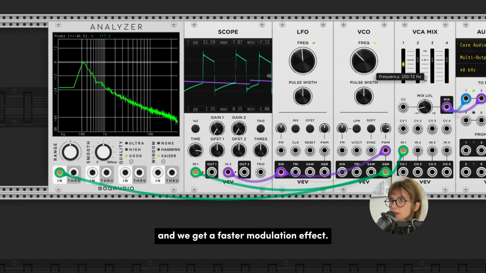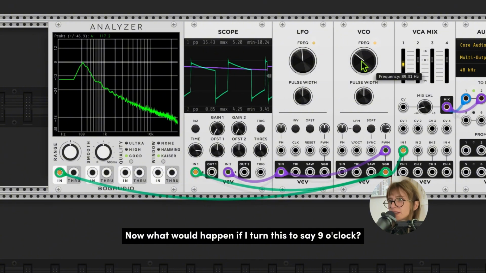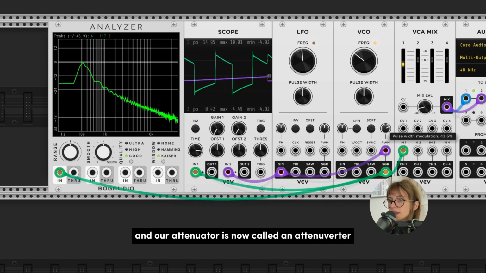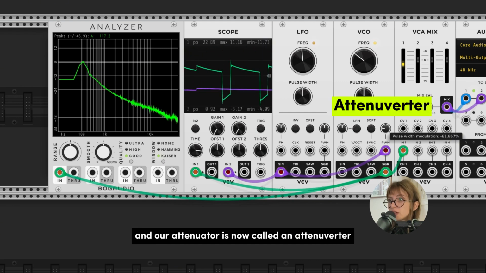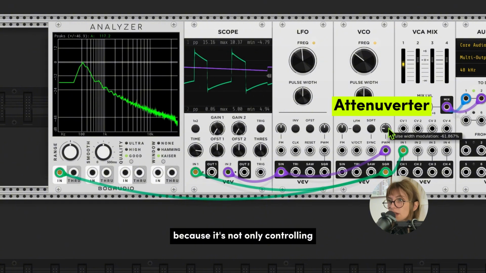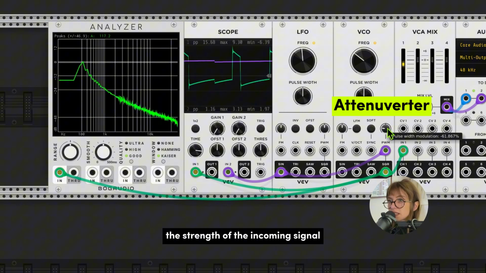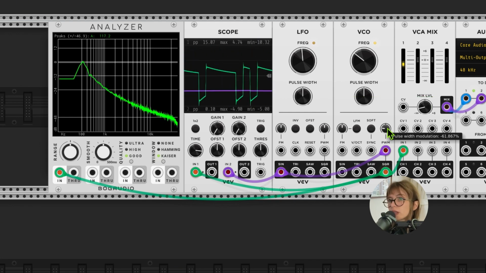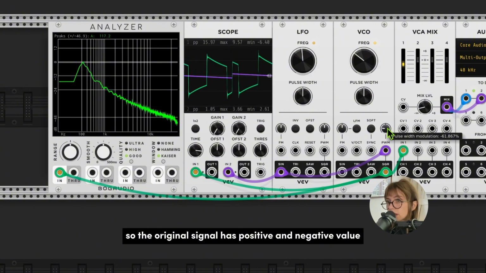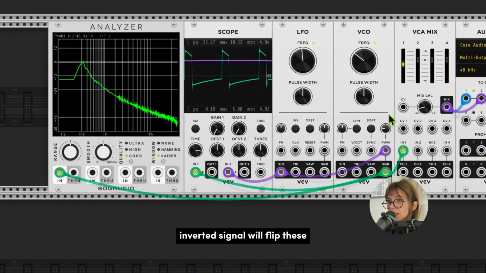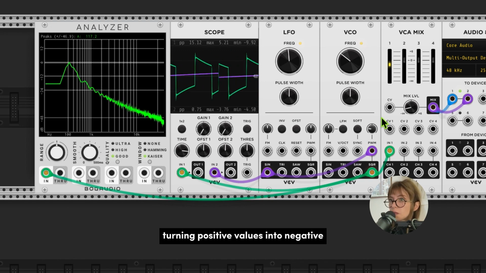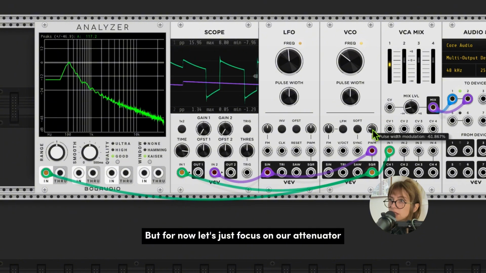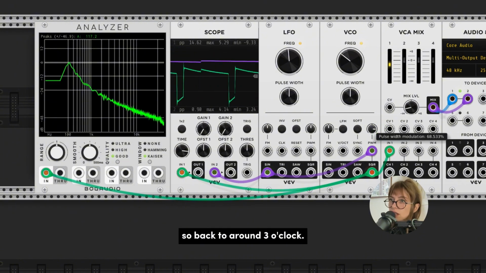Now what would happen if I turn this to, say, 9 o'clock? This way I am inverting the signal, and our attenuator is now called an attenuverter because it's not only controlling the strength of the incoming signal but also inverts the signal. In other words, it flips the polarity of the signal, so the original signal has positive and negative values. The inverted signal will flip these, turning positive values into negative and negative into positive. But for now, let's just focus on our attenuator, so back to around 3 o'clock.